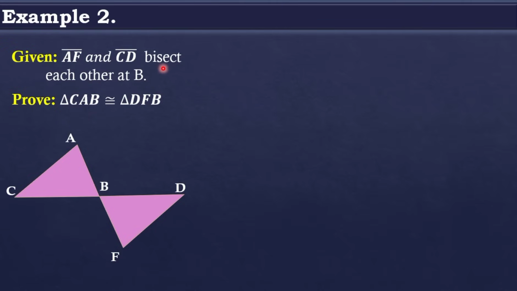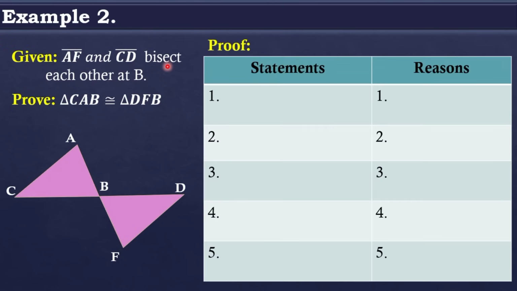When we say bisect, hinahati niya po yung segments or angles, depende po. Since segment po ito, ibig sabihin, hinati niya yung segment mo into two congruent segments. Okay? So, let's have the proof.